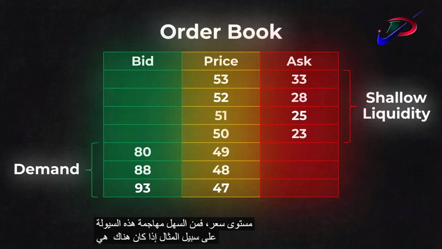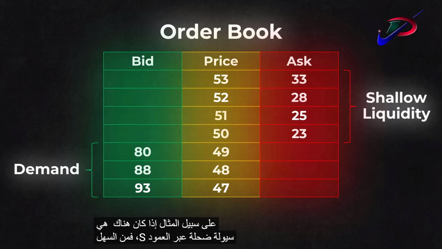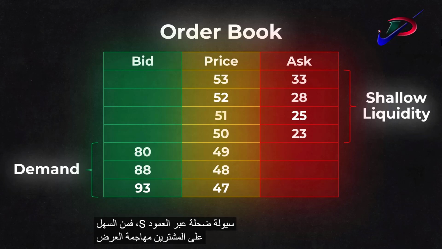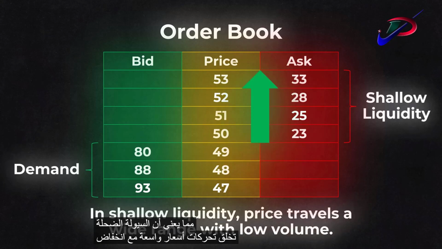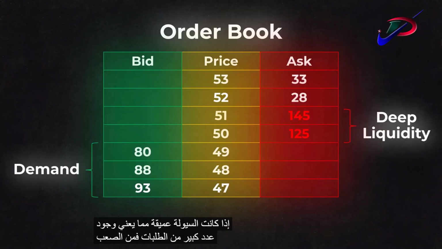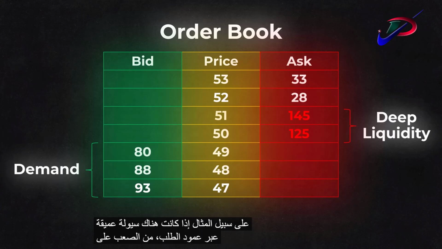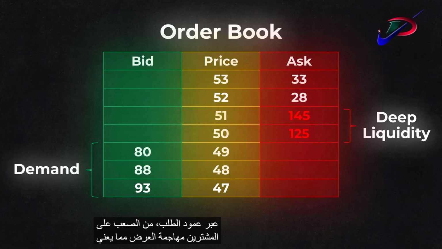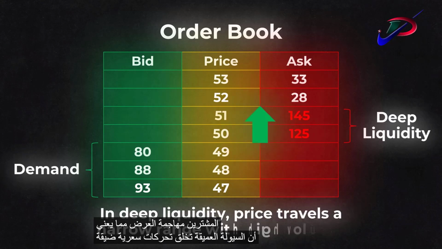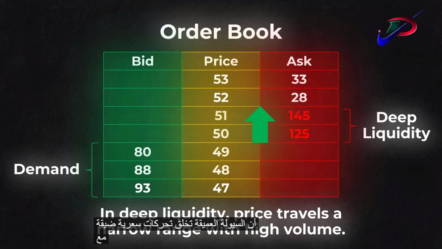For example, if there is shallow liquidity across the ask column, it's easy for buyers to attack the supply. That means that shallow liquidity creates wide price movements with low volume. If liquidity is deep, meaning a large number of orders, it's difficult to attack this liquidity. For example, if there is deep liquidity across the ask column, it's difficult for buyers to attack the supply. That means that deep liquidity creates narrow price movements with high volume.